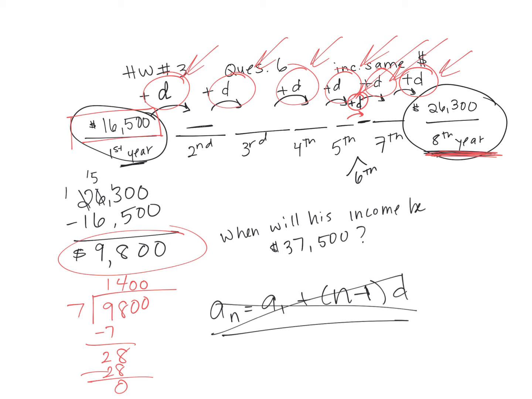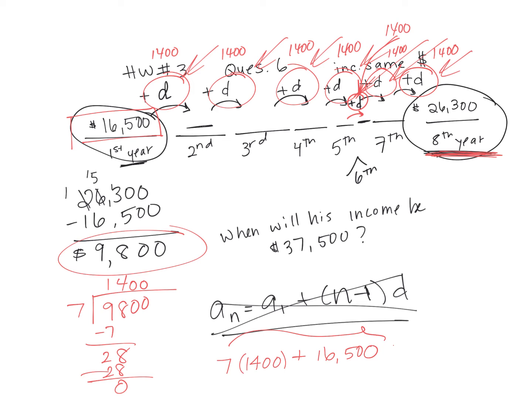So if our D's are 1,400, each one is 1,400, what we're saying is that there's another 1,400, 1,400, you can double check with a calculator, but 7 times that 1,400 plus the starting amount, 16,500. Notice this is kind of looking like that formula up there. This should get you 26,300 if we did that right, because 7 times 1,400 should get you the 9,800.